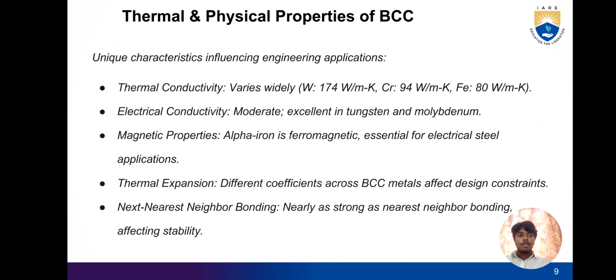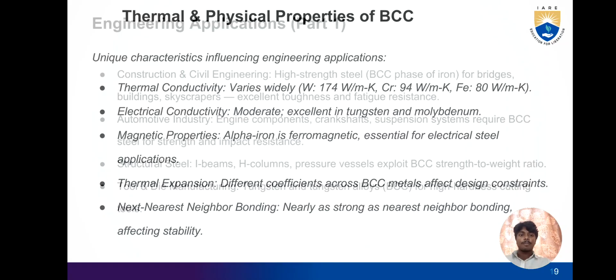Thermal and physical properties of BCC, with unique characteristics influencing engineering application. Thermal conductivity varies widely. Electrical conductivity is moderate, excellent in tungsten and molybdenum. Magnetic properties: alpha iron is ferromagnetic, essential for electrical steel applications. Thermal expansion: different coefficients across BCC metals affect design constraints. Next nearest neighbor bonding is nearly as strong as nearest neighbor bonding, affecting stability.